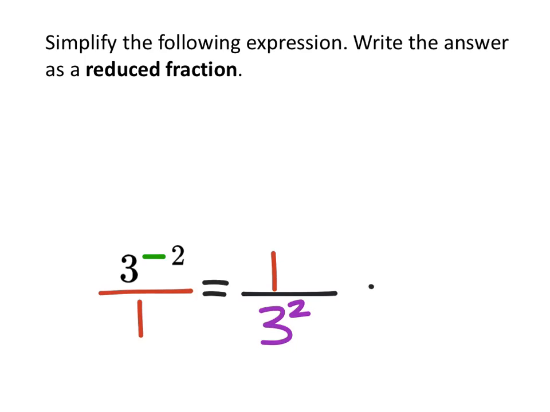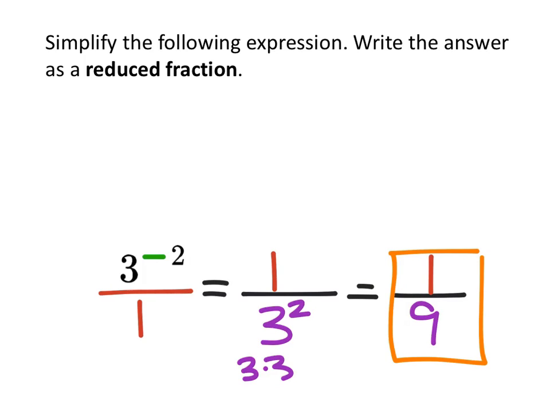Now we want to evaluate this though, so I'm going to keep this as a fraction. I don't need to evaluate the 1, but I do need to evaluate 3 to the power of 2, which is just 3 times 3, and that would give us 9. So we end up with 1/9 as the final reduced fraction from this expression 3 to the power of negative 2.